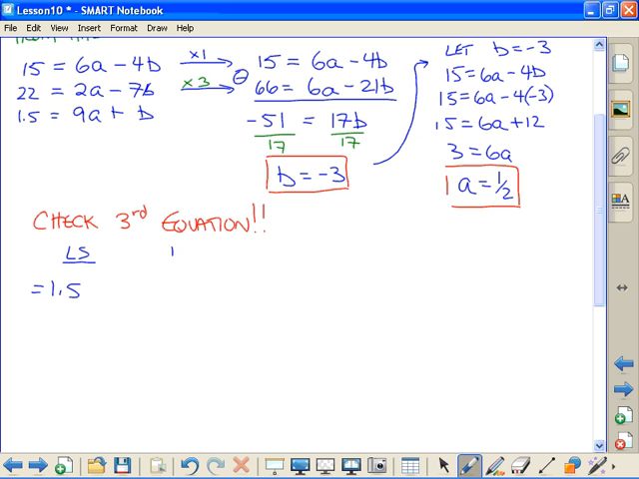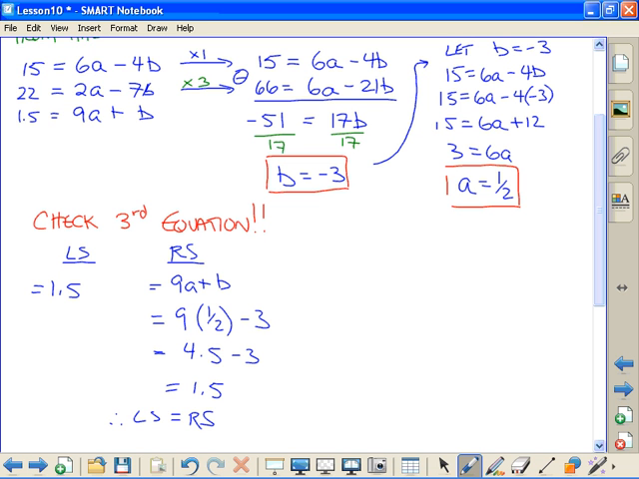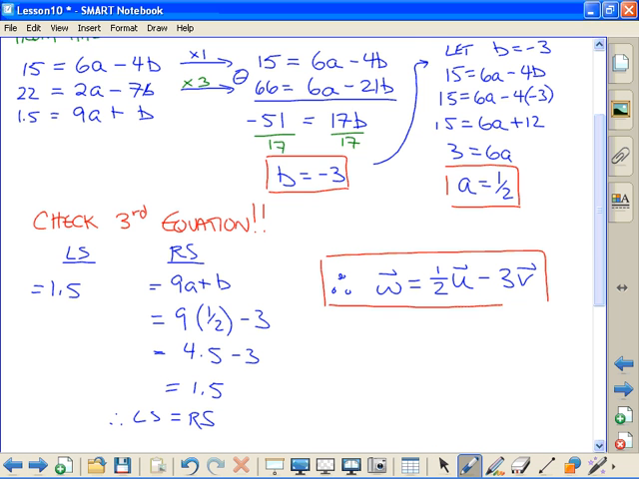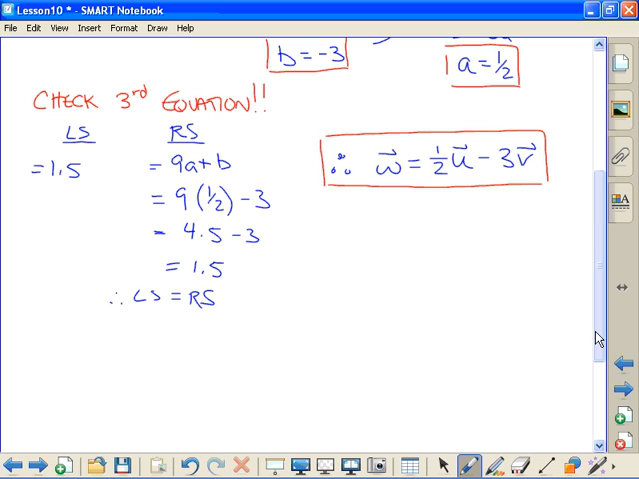Left side's 1.5. Right side, 9a plus b. So 9 times a half minus 3. So 9 times a half is 4.5. Take away 3, 1.5. Therefore, left side equals right side. So final answer, w vector is equal to 1/2 the u vector minus 3 times the v vector. There you go.